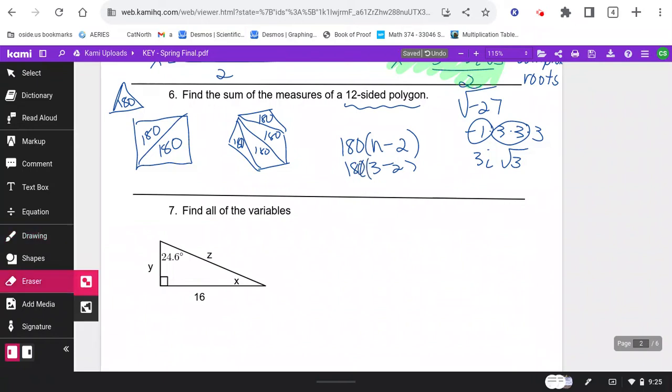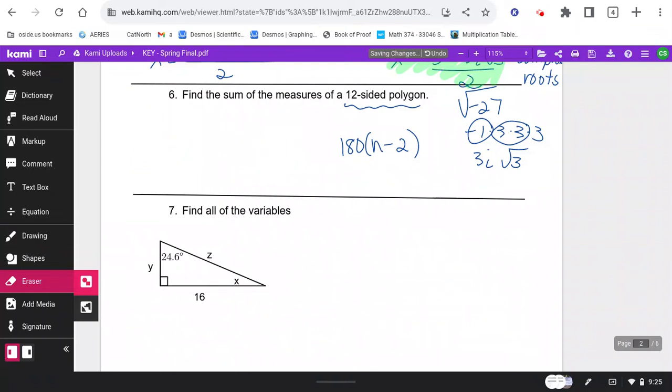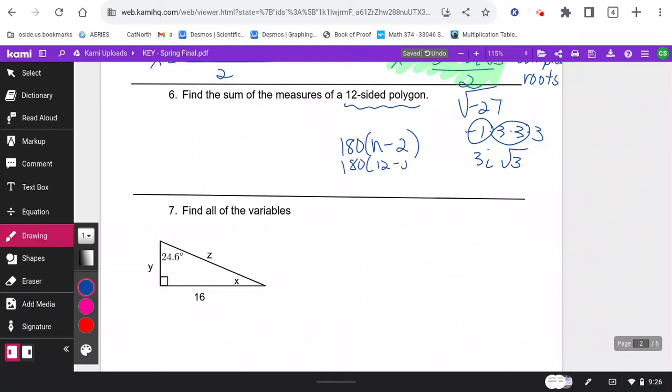So we came to this agreement that this would be the little formula, 180 times the number of sides minus 2. So a 12-sided figure, we now plug in 12. And 12 minus 2 is 10. So 180 times 10 turns into 1800. So the sum of the measures of a 12-sided polygon is 1800.